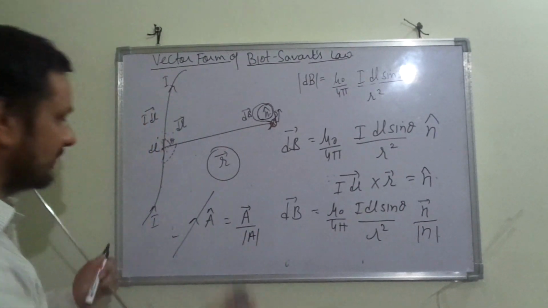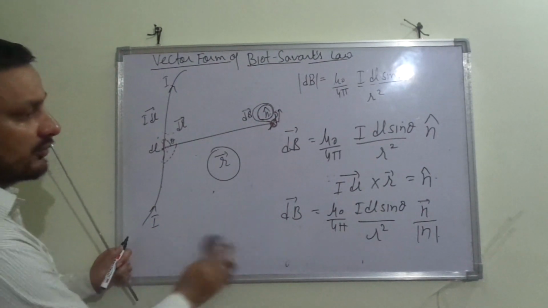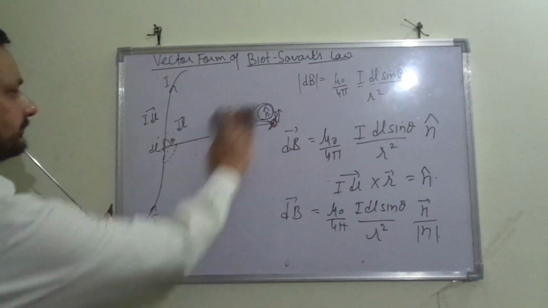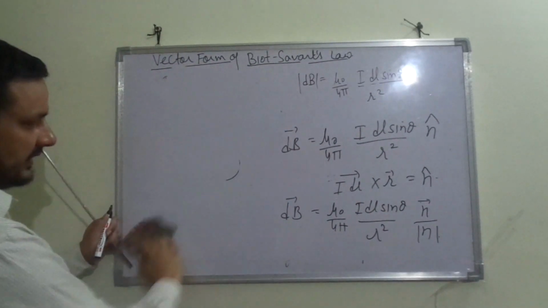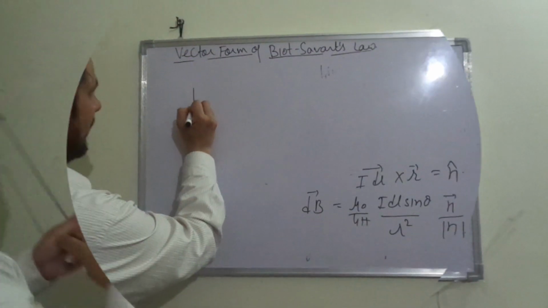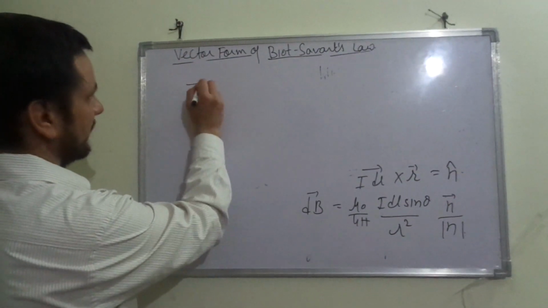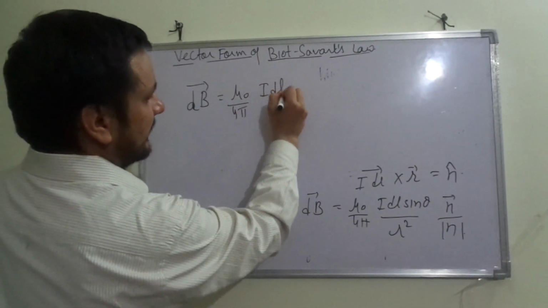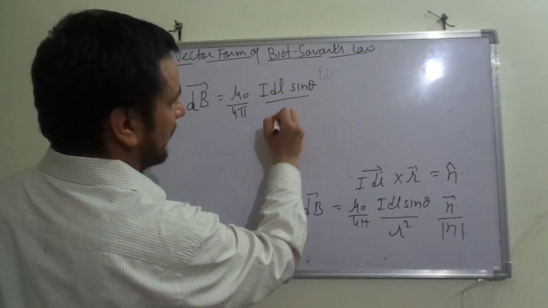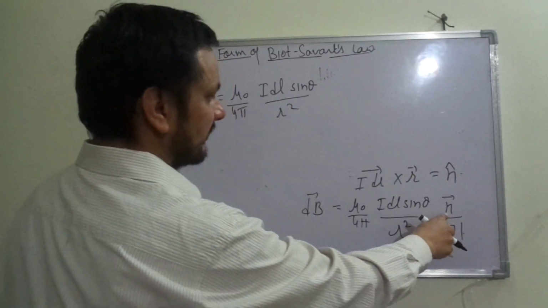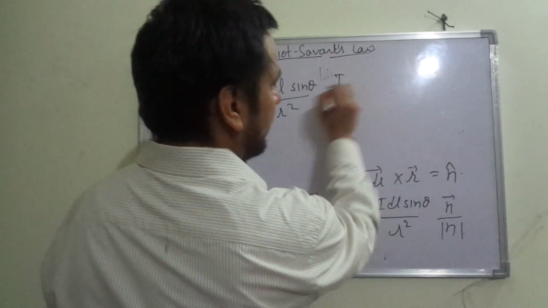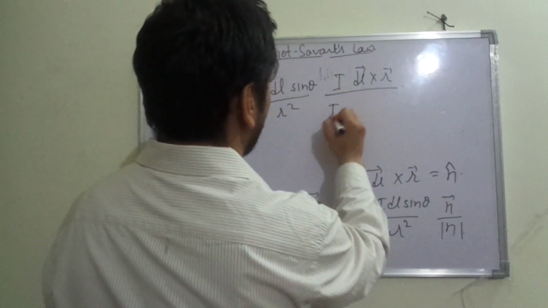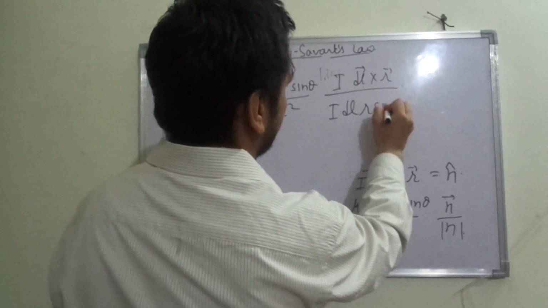Let's move further with this procedure. See it very carefully students. Here unit vector is vector divided by its magnitude. Now what will happen? Now this is very clear. Now dB is mu naught upon 4 pi I dl sin theta upon r square. Now this vector is now equal to, that is I dl into r, divided by I dl r sin theta.